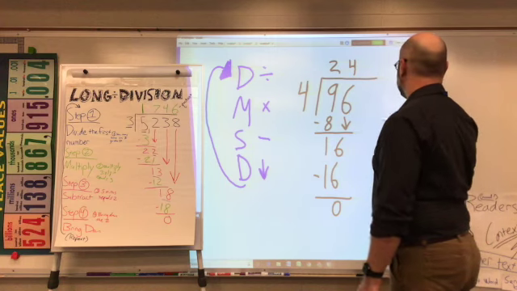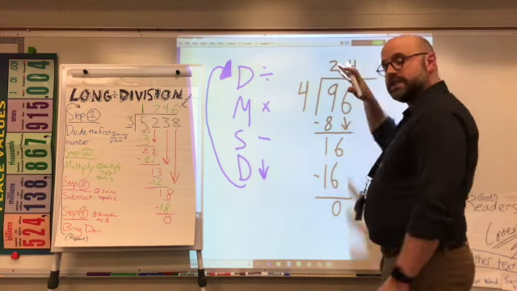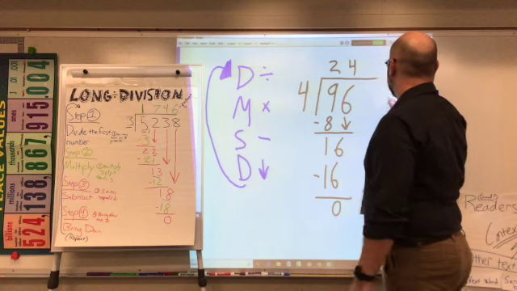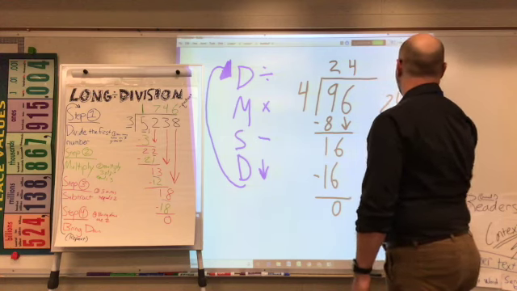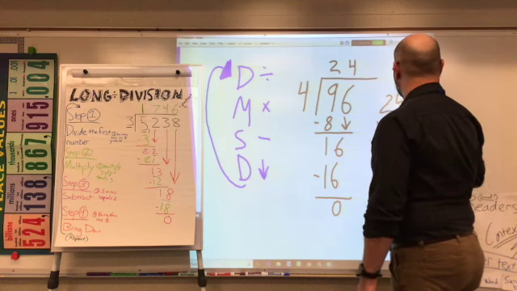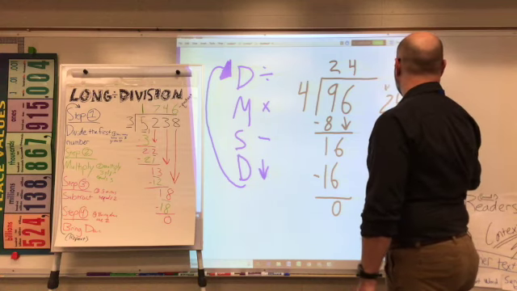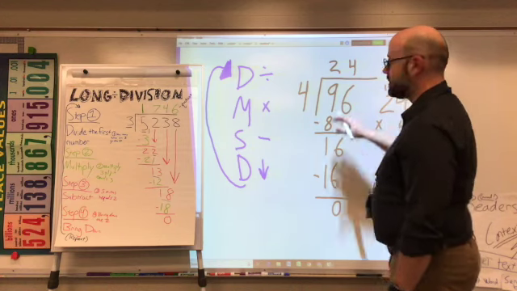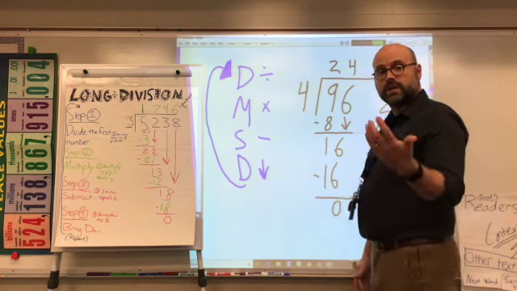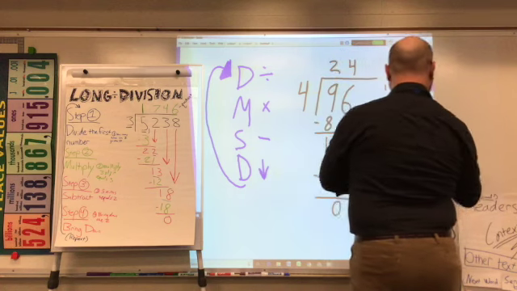And once again, you can always check your work, because division is the opposite of multiplication. So if you multiply your quotient, in this case our quotient is 24 times 4. 4 times 4 is 16. Carry the 1. 4 times 2 is 8, plus 1 is 9. 96. Correct answer. Woohoo!